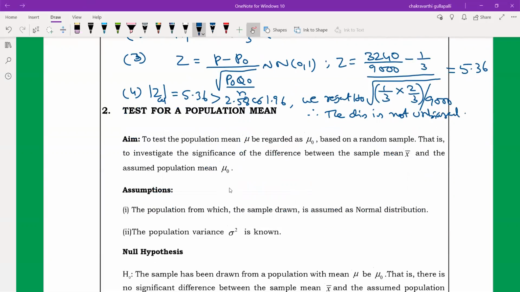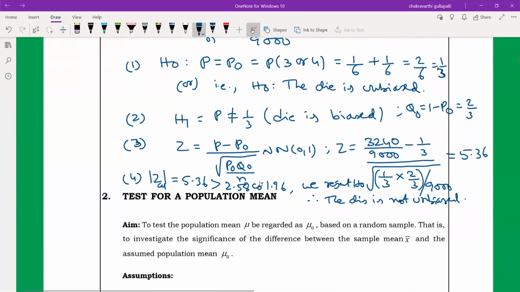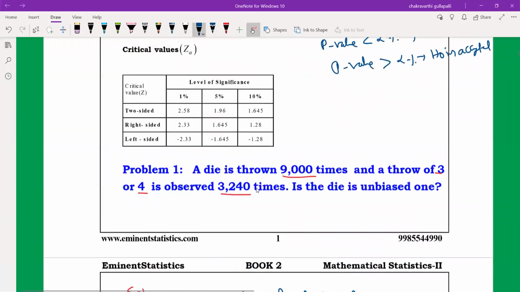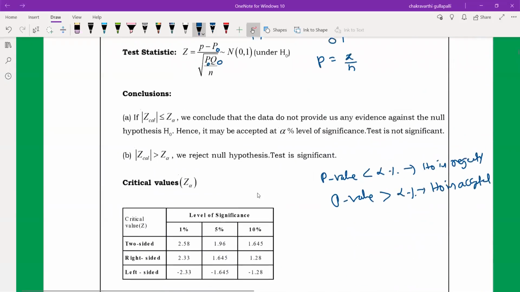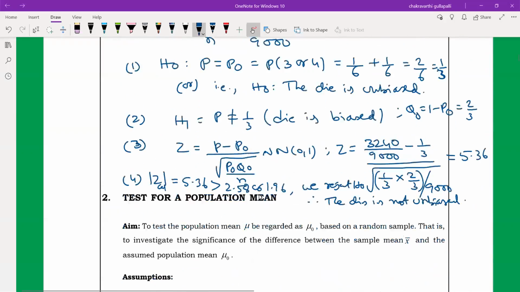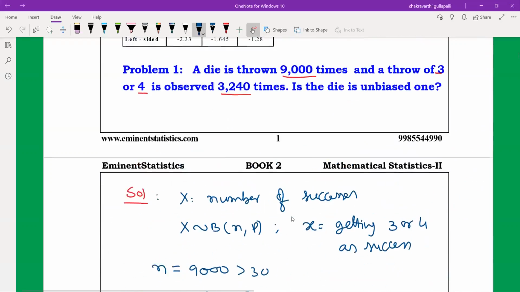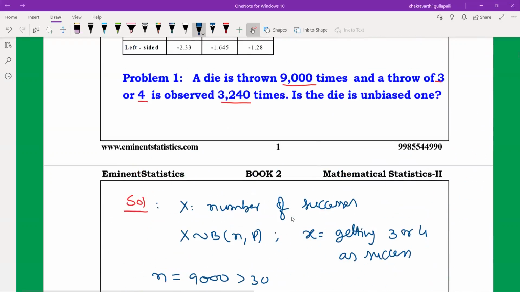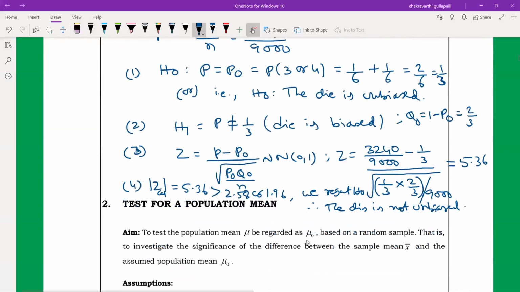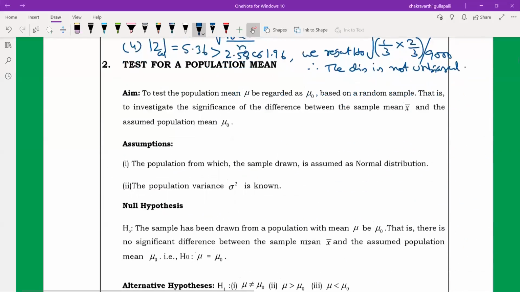The die is not unbiased. So this is the example for understanding the purpose of this test procedure. Based on the test procedure, we can easily solve the problem. From the examination point of view, this problem is very, very important. So go through the procedure; you have to solve it.